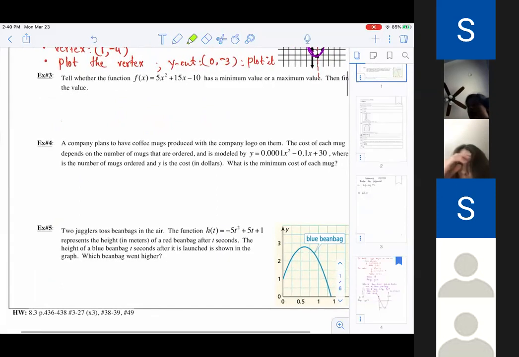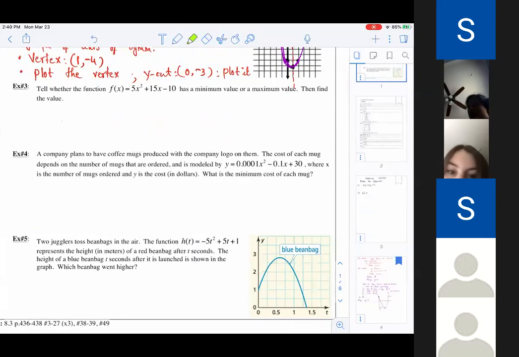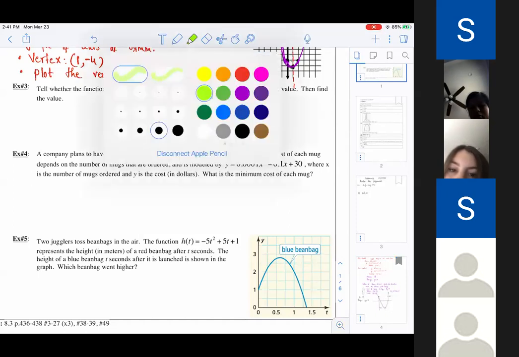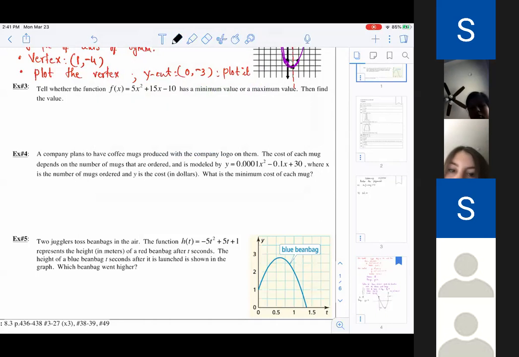Now we are going to the lecture, our third example. Look at example 3. You're asked to tell whether the function has a maximum value or a minimum value, and then find the value. You can easily figure out if it is maximum or minimum just by looking at the leading coefficient. What is the leading coefficient in this problem? The leading coefficient is the coefficient of the x squared, so it's 5. Since A is greater than 0, because it's a positive 5, your parabola is going to open up. If it opens up, are we going to have a maximum or minimum value? Minimum. So now you know that it's the minimum value that you're finding, not the maximum.